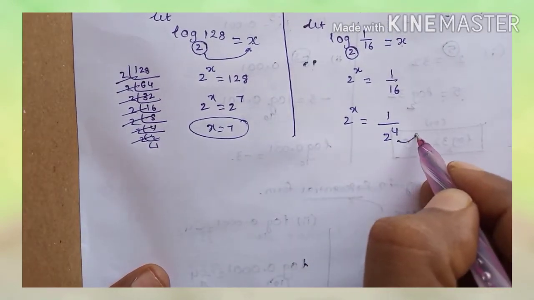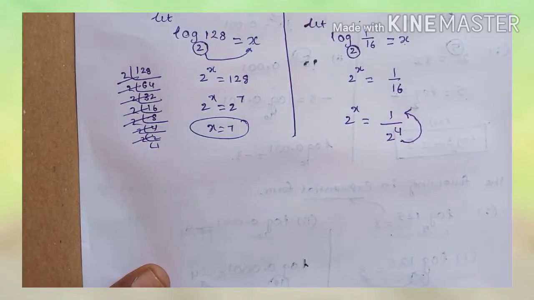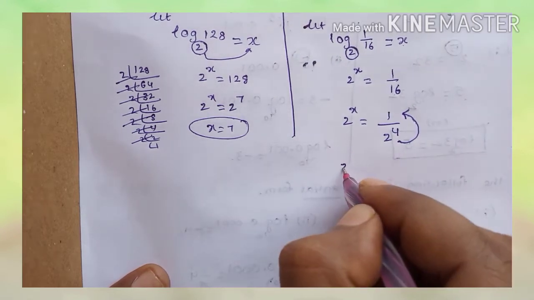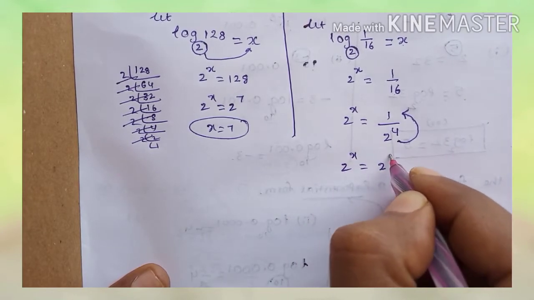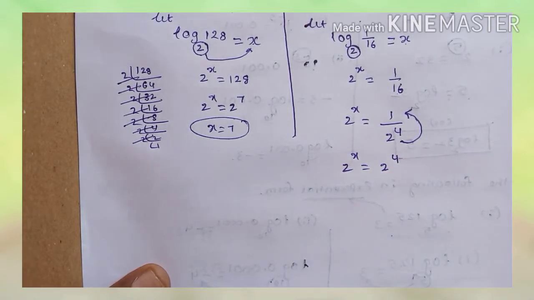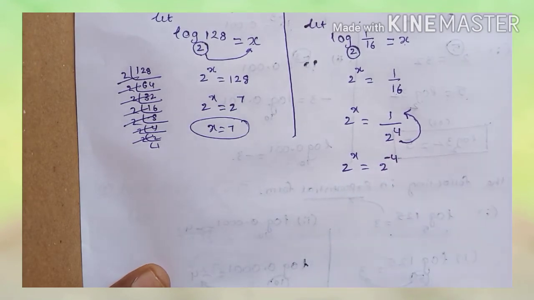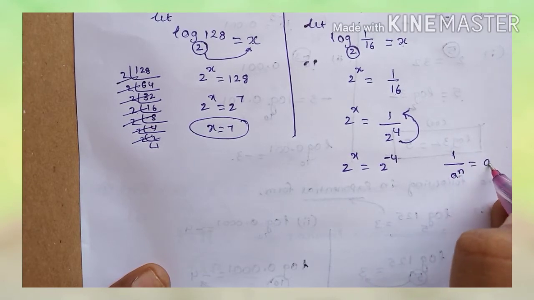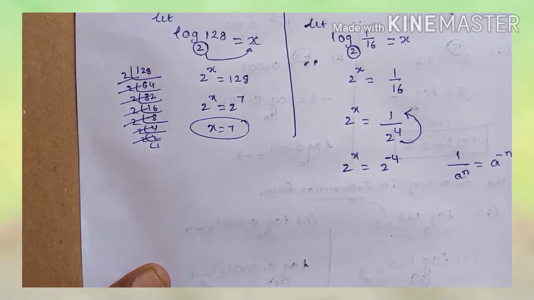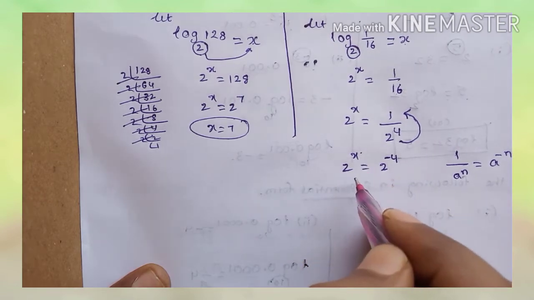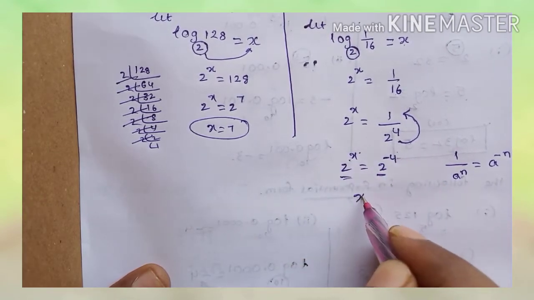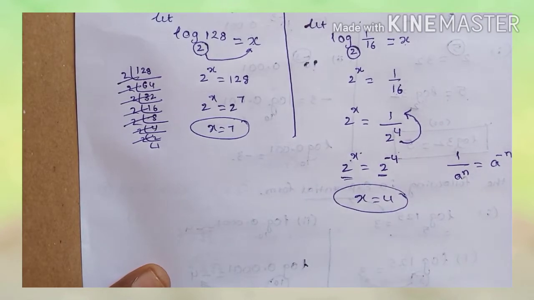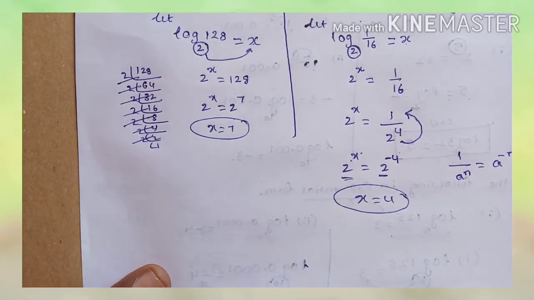When you write the value which is in the denominator as a numerator, the power changes from positive to negative, and negative to positive. So 2 to the power x is equal to 2 to the power minus 4, because of the formula 1 by a to the power n is equal to a to the power minus n. As per our discussion, now the bases are equal, powers are also equal, so the value of x is equal to minus 4. Okay, next.